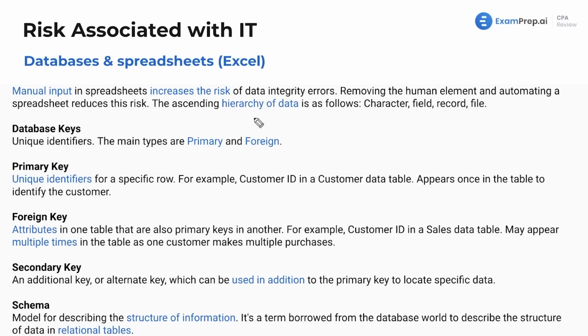The ascending hierarchy of data is as follows: character, field, record, file. So character, this is in one Excel cell, whatever's in there. Field could be the whole table there. Record, and then file. Just memorize this. This is definitely something that's been asked a good amount, something that the AICPA would like you to know.